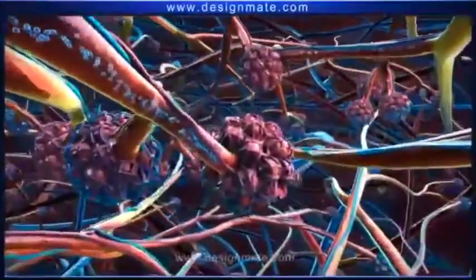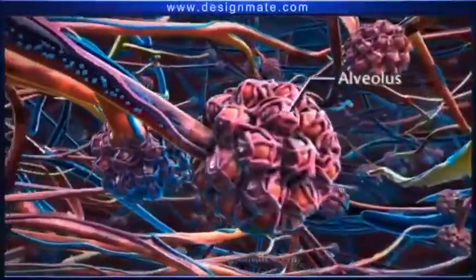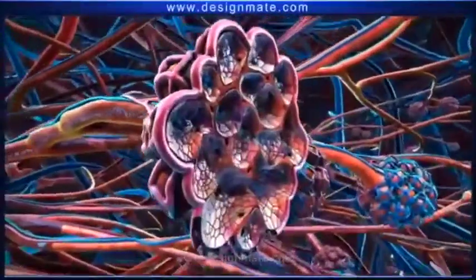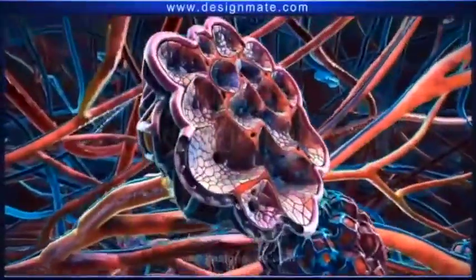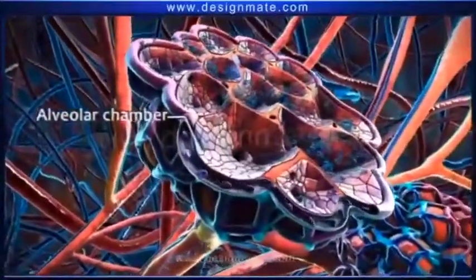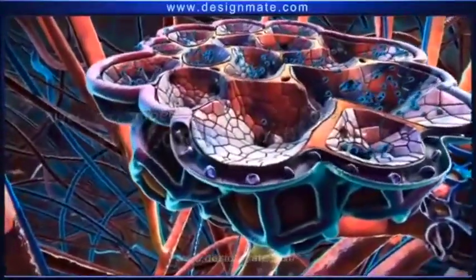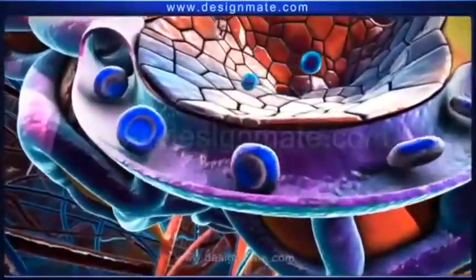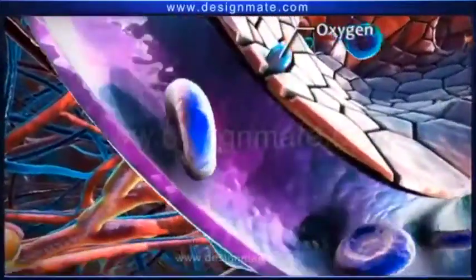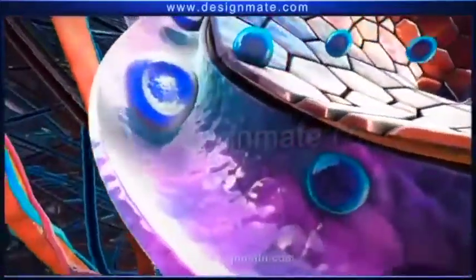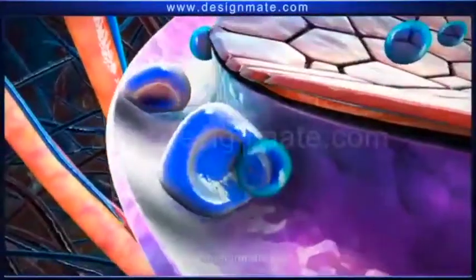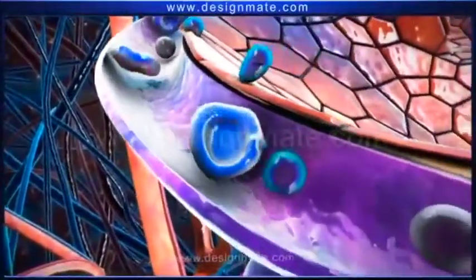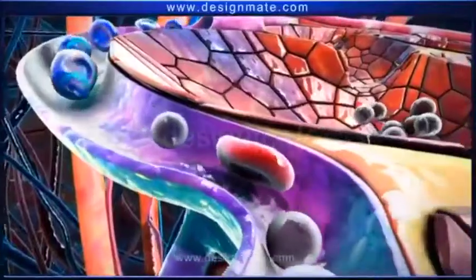Air travels through these bronchioles and reaches the alveoli, each of which is surrounded by a network of capillaries. A section of one alveolus shows the presence of numerous alveolar chambers with pores. Blood containing RBCs is seen flowing through the capillaries. The oxygen molecules from the alveolus diffuse into the capillary and then get absorbed by the bluish-purple RBCs. This causes oxygenation of the RBCs, and a transition in their color from bluish-purple to red is observed.